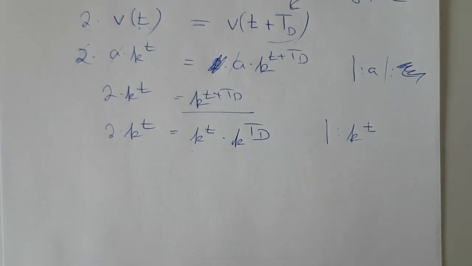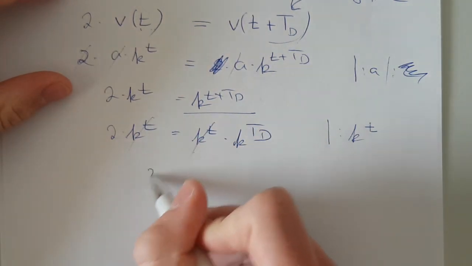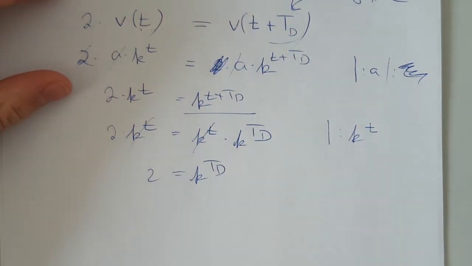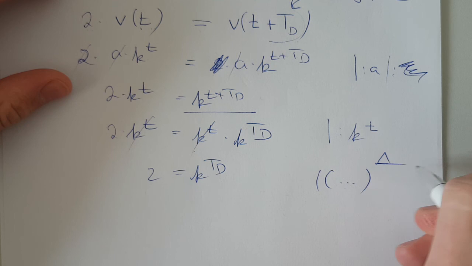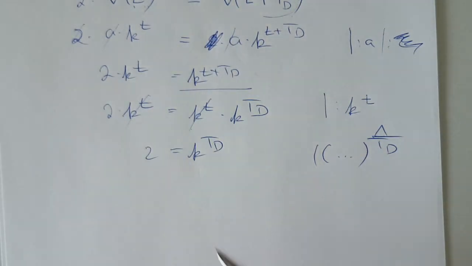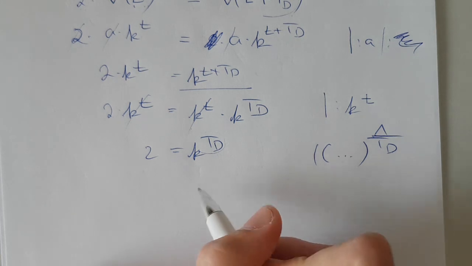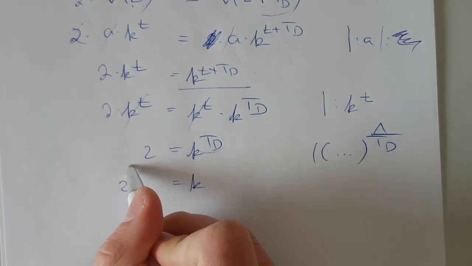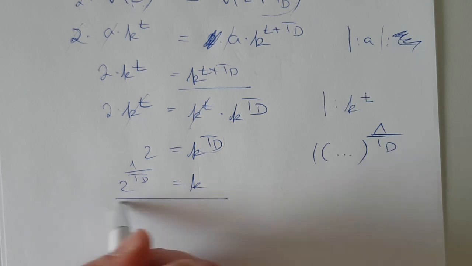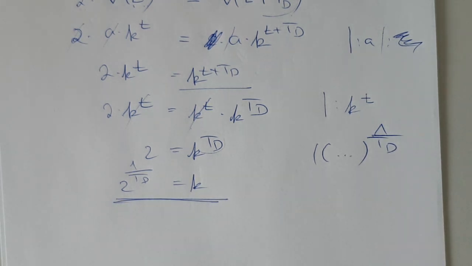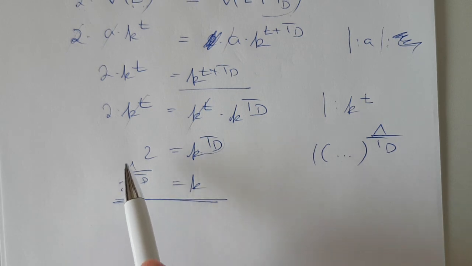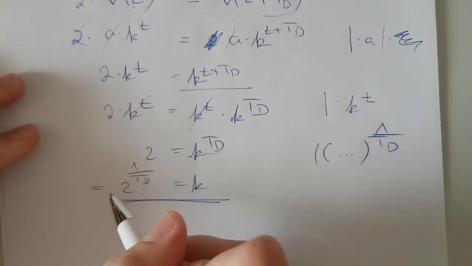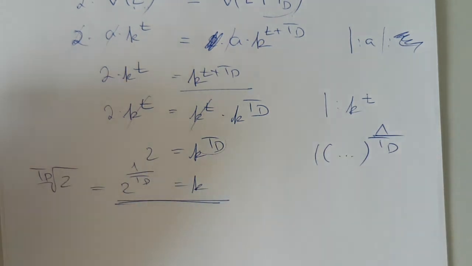Okay, let's divide by k to the t, then this cancels out with this, and we've got 2 equals k to the TD. Now in order to get k, let's raise the whole thing to the power of 1 divided by TD. Then this fades away, so we are left with k, and on this side we have 2 to the power of 1 over TD. This is how we can find the parameter k. We just have to know TD, the doubling time, and then k is 2 to the power of 1 over TD. Or you can also write this as the TDth root of 2, if you prefer.